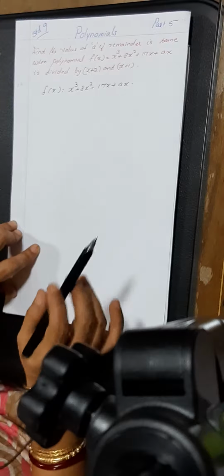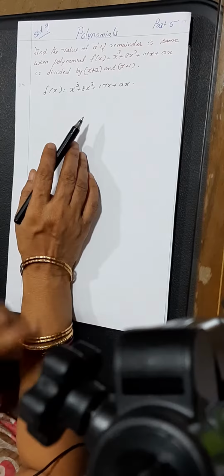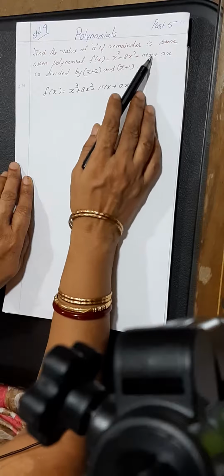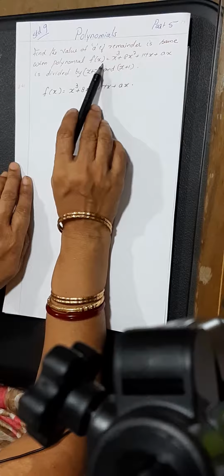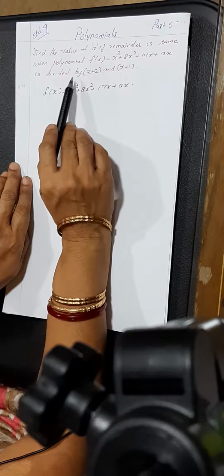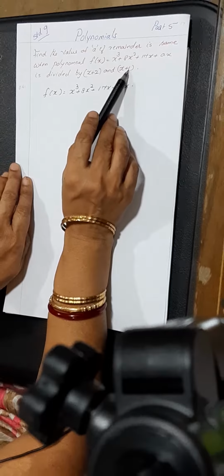The chapter is polynomials for standard 9 and this is part 5. We have been doing problems related to the factor theorem and remainder theorem. So, yet another problem. Find the value of a if the remainder is same when polynomial f(x) is divided by x plus 2 and x plus 1.